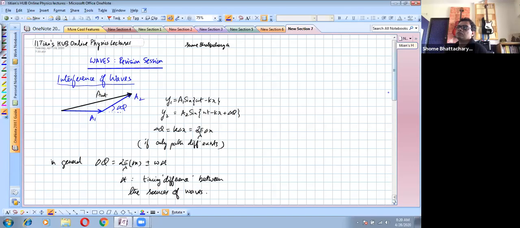So we were looking at revision of waves last time, and this is the point where we had left off, interference of waves. So let's start with another example problem today.